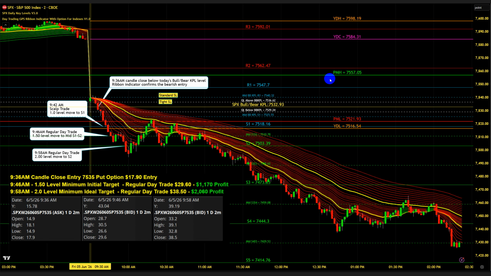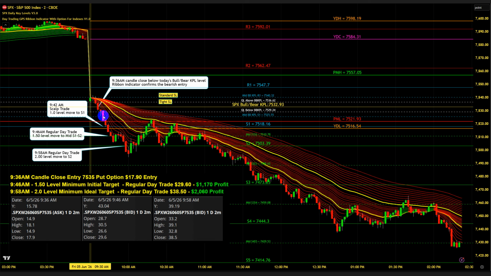Second, every trade entry has two requirements. First, a candle close above or below one of the indicator's main key levels, and second, confirmation from the ribbon indicator. One of the most important main key levels generated each day is the bull-bear key price level, also known as the BBKPL. The BBKPL acts as a major decision point during the session. When price closes above it, the market is showing bullish strength. When price closes below it, the market is showing bearish strength.